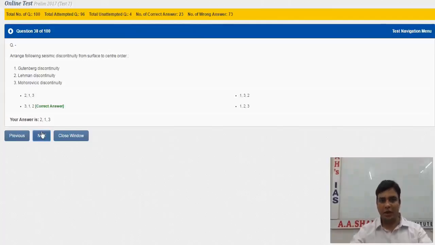Irregular है, regular नहीं है. तो जहाँ पे irregularity आ जाती है, उस irregularity को जिस geographer या geologist ने discover किया था उसके नाम पे. These irregularities are at various depths and various levels. So you can see Gutenberg discontinuity, Lemon discontinuity and Moore-Vivek discontinuity. The answer to that would be 312. Moore-Vivek पहले आएगा, उसके बाद गुटेनबर्ग आएगा और सबसे अंदर लेमन डिस्कंटिन्यूटी आएगा.